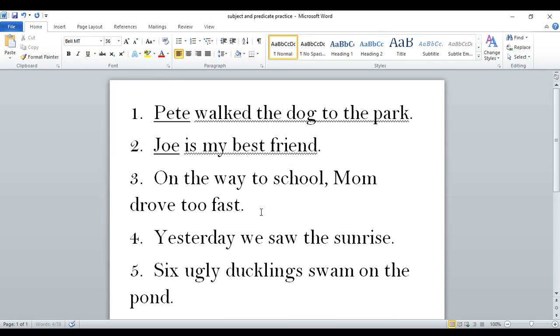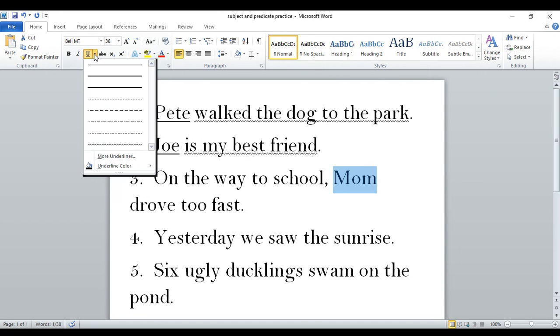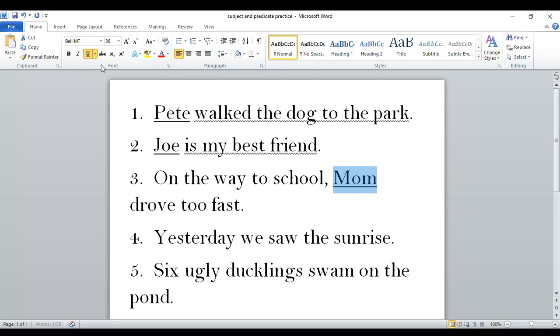Next, we're going to look at this one. On the way to school, Mom drove too fast. Who or what is this sentence about? It's about Mom. Mom is the subject of the sentence. And we're going to underline Mom. What did Mom do? Mom drove too fast. So we're going to underline with a squiggly line the predicate. On the way to school actually goes with the predicate too, but for fourth grade purposes, we're not going to worry about that.